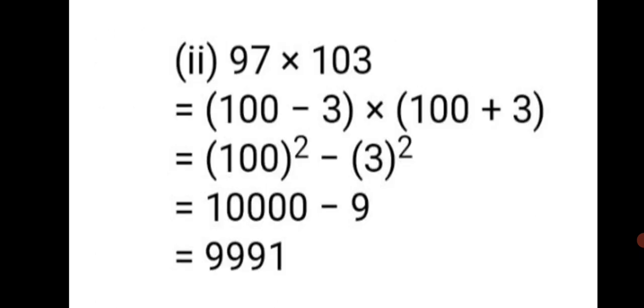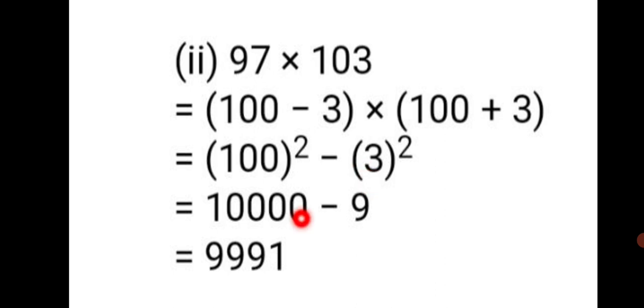Let's check question number 2. 97 into 103. 97 is 100 minus 3 and 103 is 100 plus 3. So expand it. So you get your first step as equal to 100 minus 3 into 100 plus 3. The multiplication sign remains in between them. 100 minus 3 into 100 plus 3, we got it in the form of a plus b into a minus b. So this is equal to the square of first term minus the square of second term. First term is 100, so 100 the whole square minus second term is 3, so 3 the whole square.